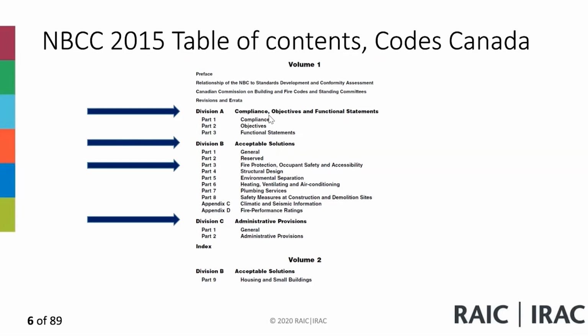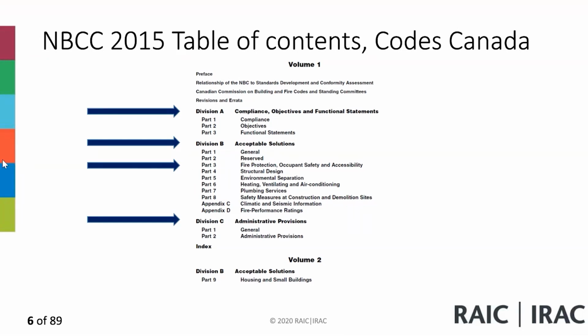It's compliance part 1, compliance part 2, objectives and functional statements. Acceptable solutions are the prescriptive solutions of the code. So these are the code requirements. Always go and check your general part 1 of each division. These are critical, general compliance parts of the division. They have certain requirements that apply and some exemptions. These are very important parts.